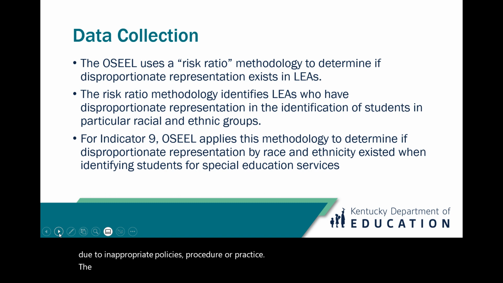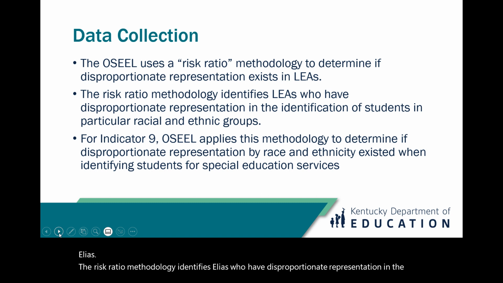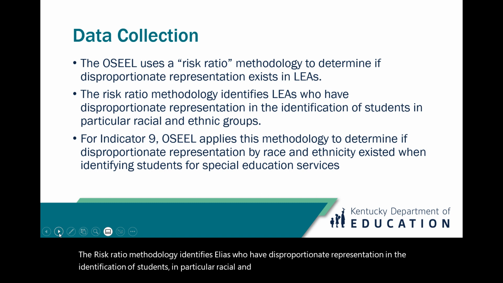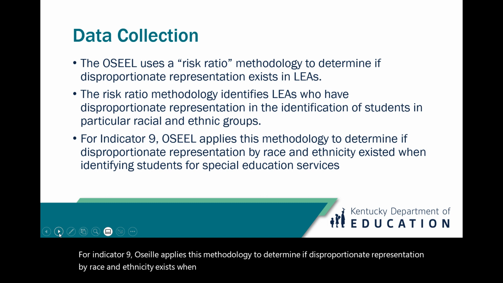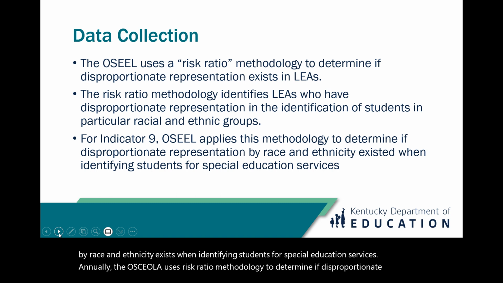The OSEAL uses risk ratio methodology to determine if disproportionate representation exists in LEAs. The risk ratio methodology identifies LEAs who have disproportionate representation in the identification of students in particular racial and ethnic groups. For Indicator 9, OSEAL applies this methodology to determine if disproportionate representation by race and ethnicity exists when identifying students for special education services. Annually, the OSEAL uses risk ratio methodology to determine if disproportionate representation exists in LEAs.